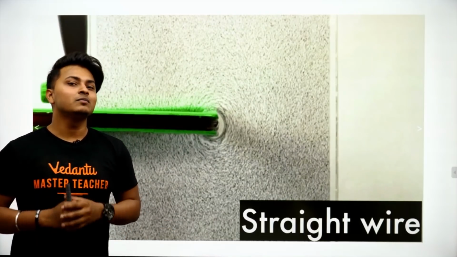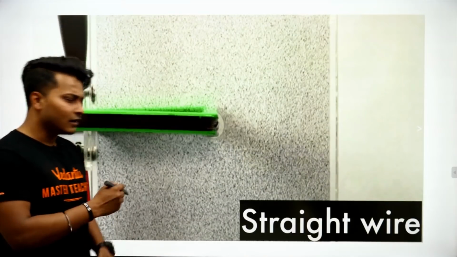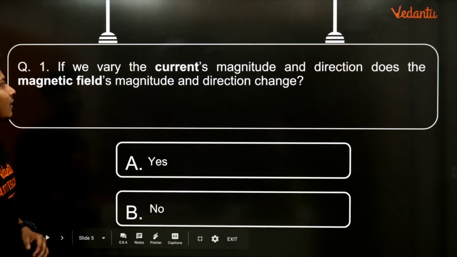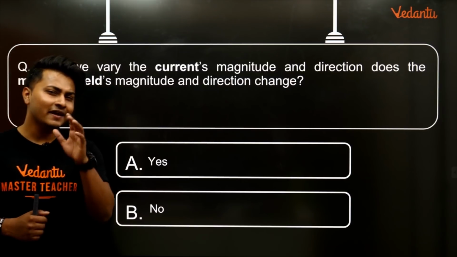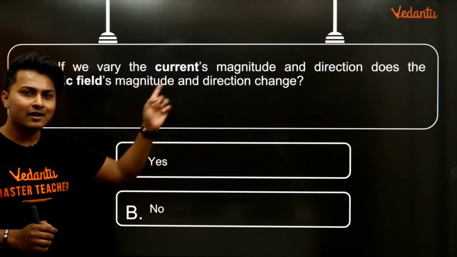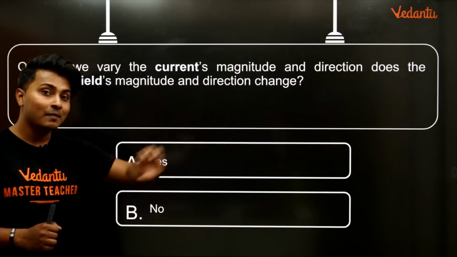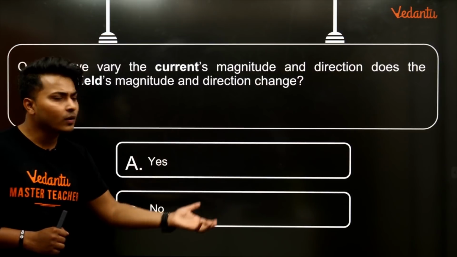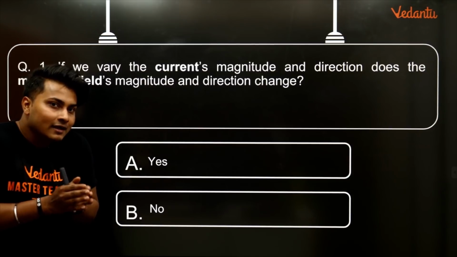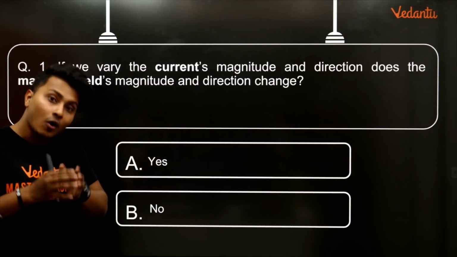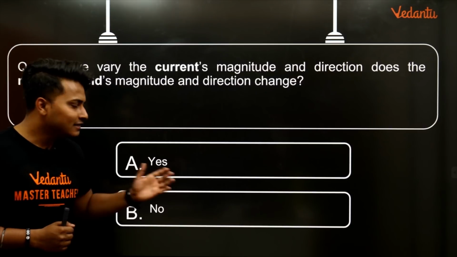But the problem which comes here is this question. If we vary the current's magnitude and direction, does the magnetic field's magnitude and direction change? What do you guys think? Yes or no? Let me give you 5 seconds to think about it. Just imagine, in that circuit, if I change the battery from 6 volt to 12 volt, or from 12 volt to 20 volts, the current will change in the circuit. Due to that change in current, will the magnetic field's magnitude or direction change? Yes or no?